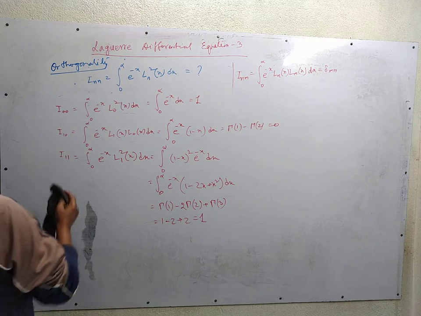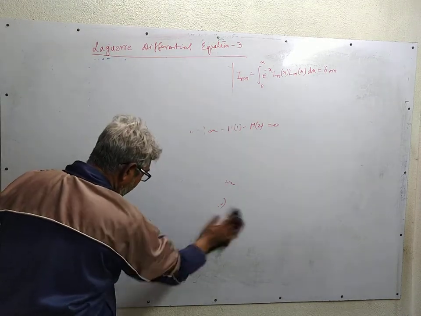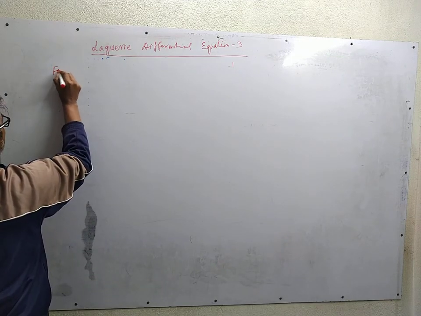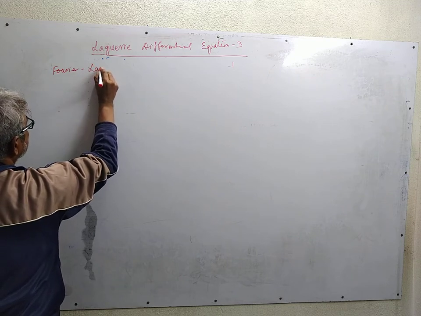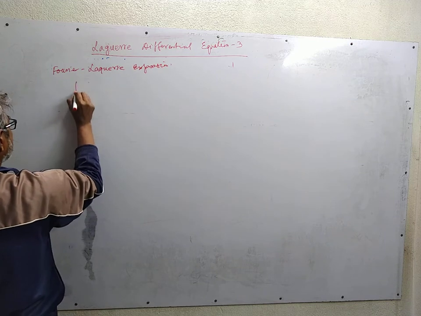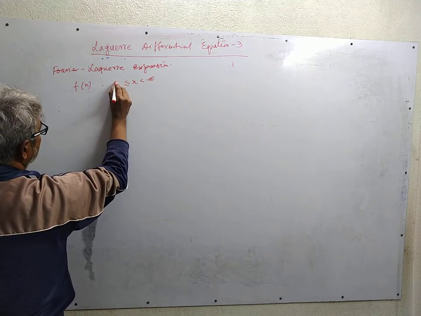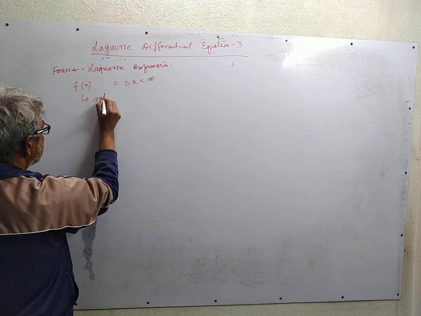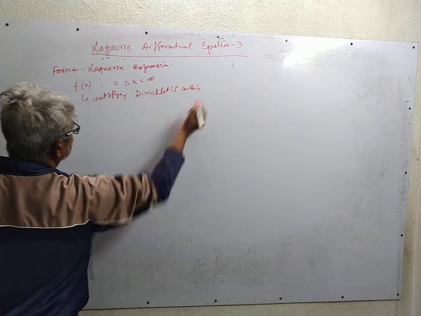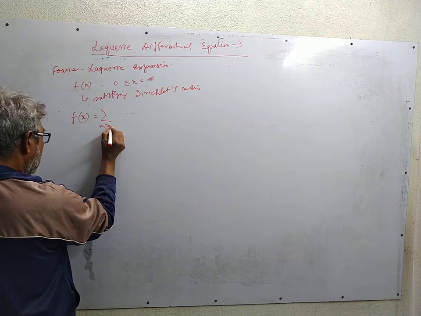Now lastly, to conclude the Laguerre polynomial, we discuss the Fourier-Laguerre expansion. Any function f of x which is defined in the range 0 to infinity and satisfies Dirichlet's condition can be expanded in terms of Laguerre polynomials, as Laguerre polynomials form a complete basis in this range.